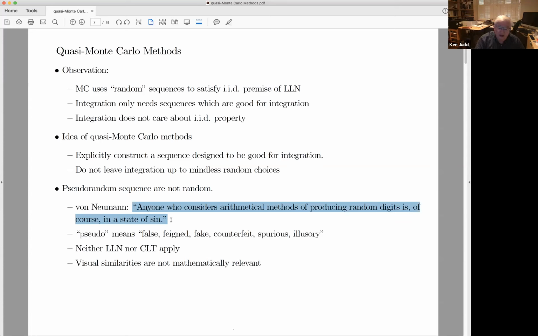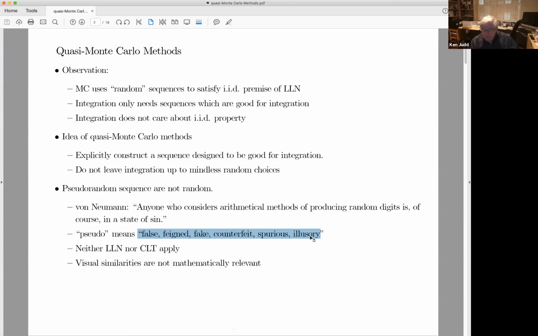Anyone who considers arithmetical methods of producing random digits is, of course, in a state of sin. I like that one. Also remember what pseudo means in pseudo random number generators. Pseudo means fake, feigned, false, spurious, counterfeit, illusory. Very good. So at least the phrase pseudo-random is honest. And so the law of large numbers nothing applies because they're not really random.